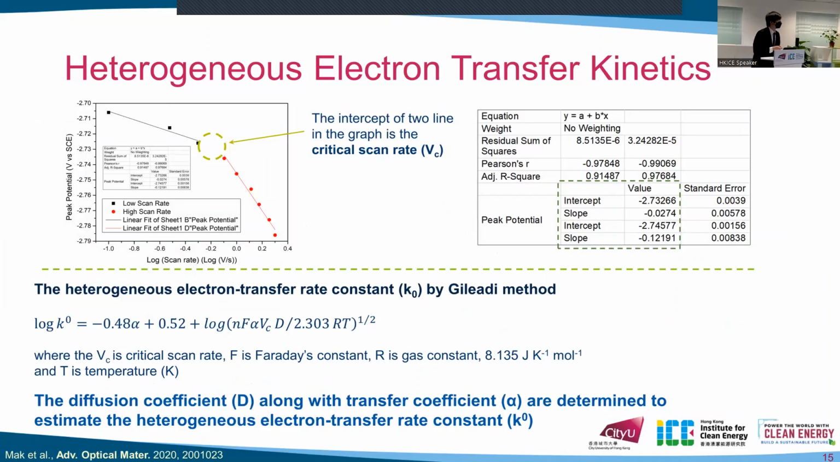Apart from that, we also need to determine the critical scan rate. So we need to identify the low scan rate and high scan rate peaks, so that the intercept of these two lines, high scan rate and low scan rate, will give us the critical scan rate. From this equation, by using the Nicholson method, we can obtain the heterogeneous electron transfer kinetics rate, since previously we have the transfer coefficient, critical scan rate, and diffusion coefficient.